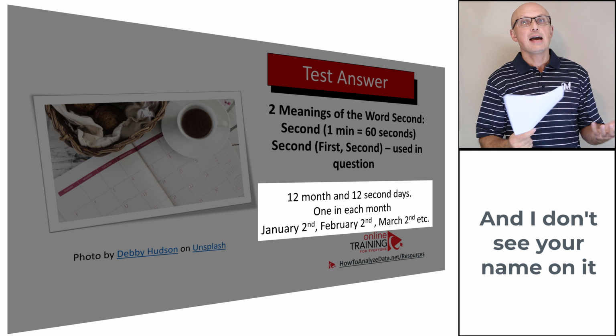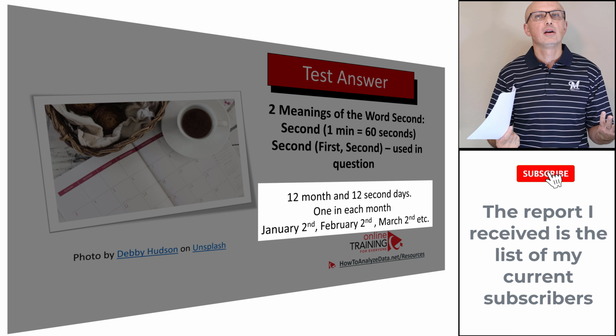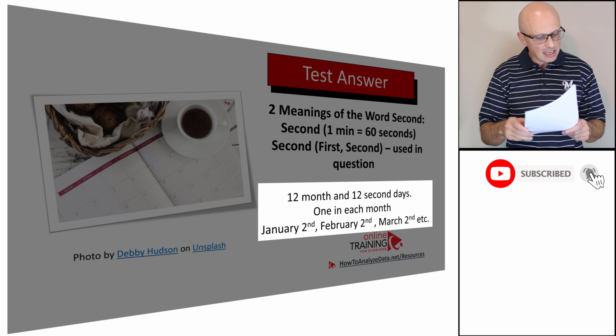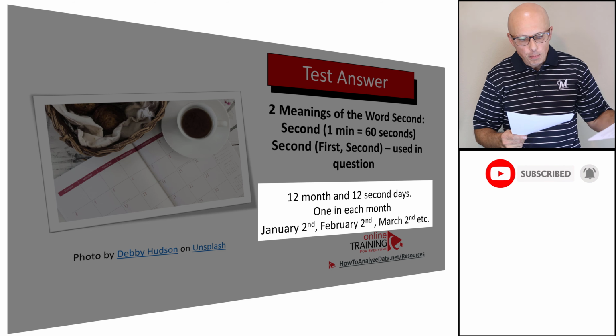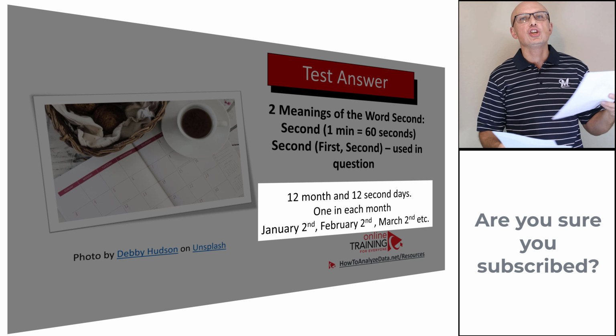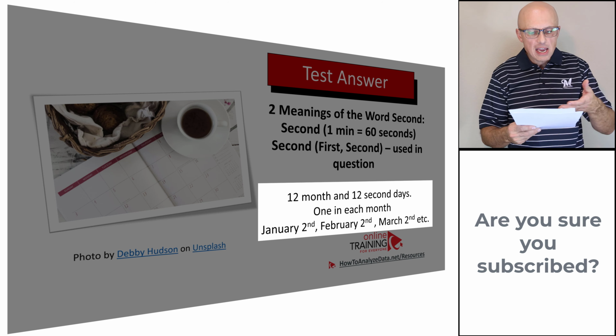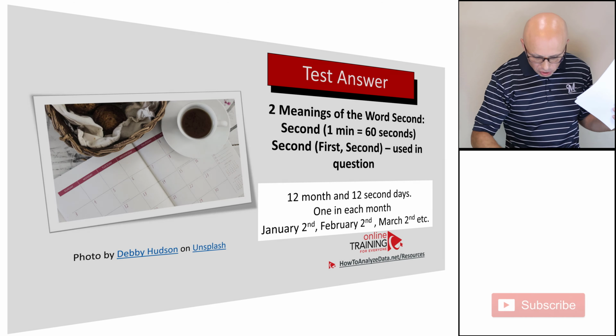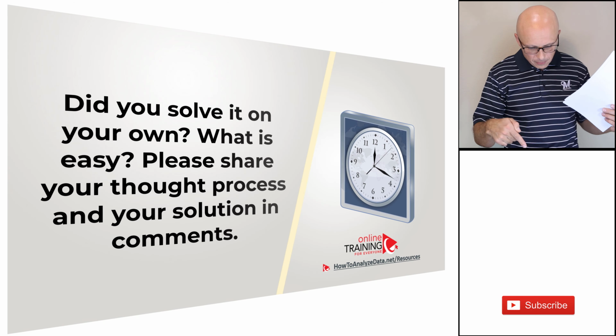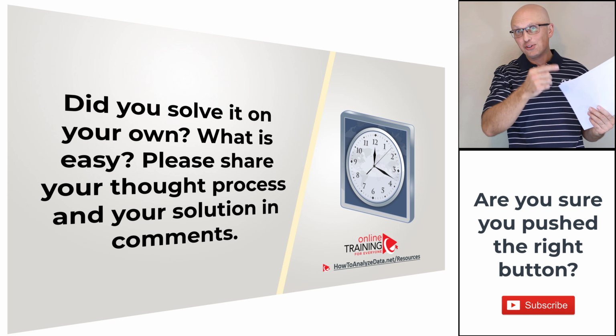So if we go back to the question, in the year there are 12 months, and there are 12 second days. 1 second day in each month. January 2nd, February 2nd, March 2nd, and so on. Hopefully you've nailed this question. It gives you some laughs, and you now know how to answer similar problems on the test.